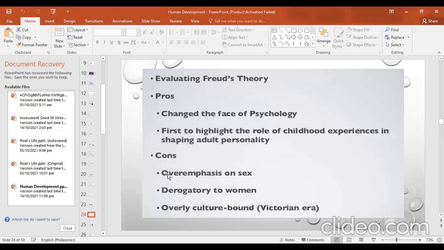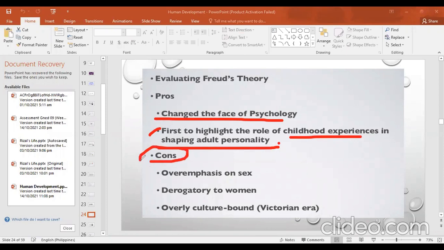Okay. So let's evaluate Freud's theory. Ano ba yung pros dito? Number one, challenge the face of psychology. Now, even though hindi siya kino-considered as father of psychology, kasi si Sigmund Freud ay neurologist, ano, pero malaki yung naging ambag niya when it comes to psychology. First, to highlight the role of childhood experiences in shaping adult personality. How about the cons? Overemphasis on sex.